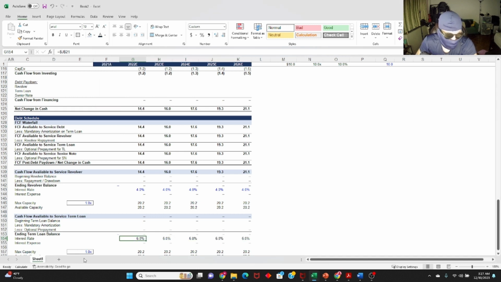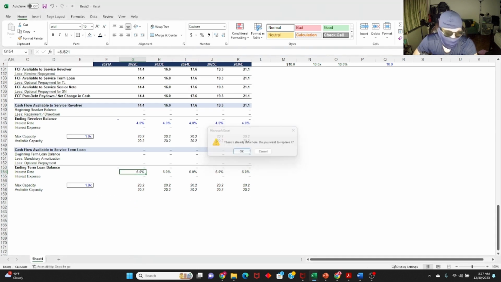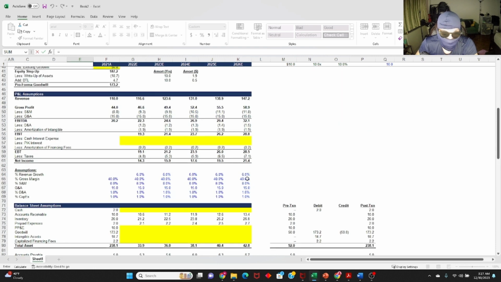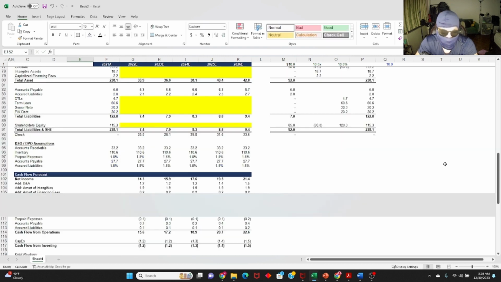Take away the blue because it's not a hard code. Since everything's copied over, this formula stays consistent. Beginning term loan balance is correct. Ending sum is correct. We need to redo this amount, but basically for mandatory amortization, you're also going to link this figure up here to the 1% principal amort.